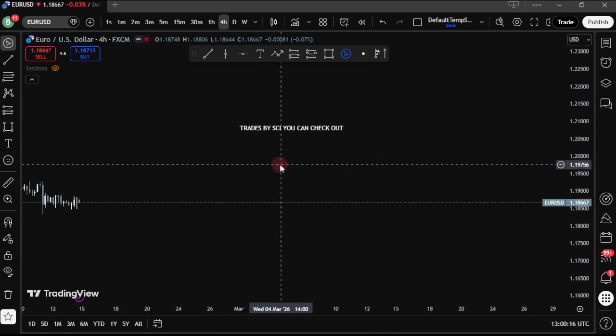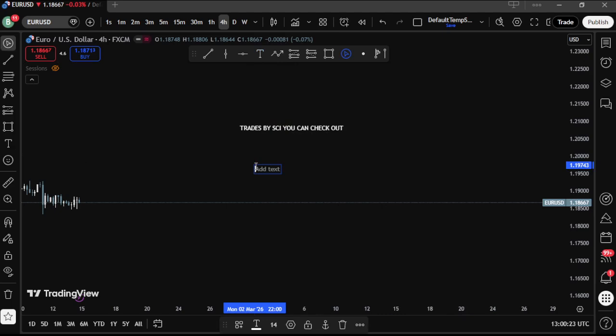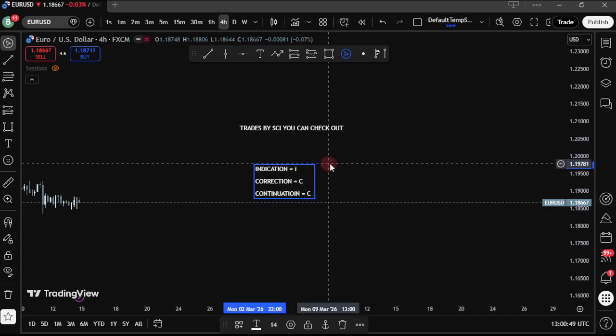Today we are going to look at an advanced version of what he teaches. That is indication, correction, and continuation. If you don't know, ICC stands for indication, which is equal to the I. Then correction, that is equal to the C. Then you have continuation, that will be equal to the C. So we have the initials ICC: indication, correction, and continuation.